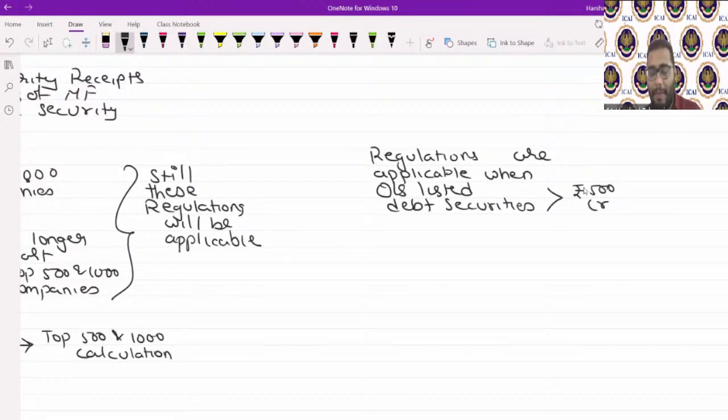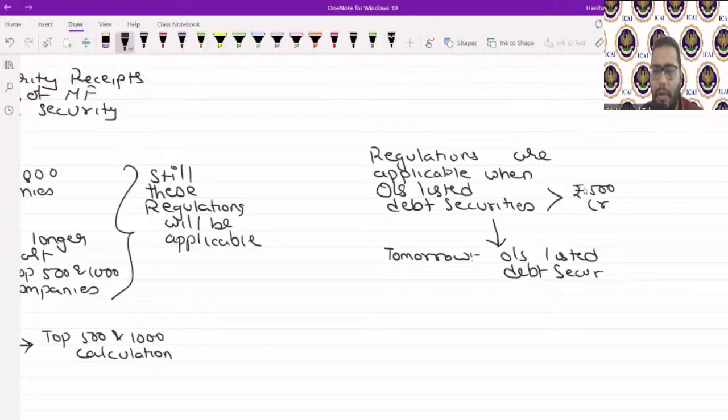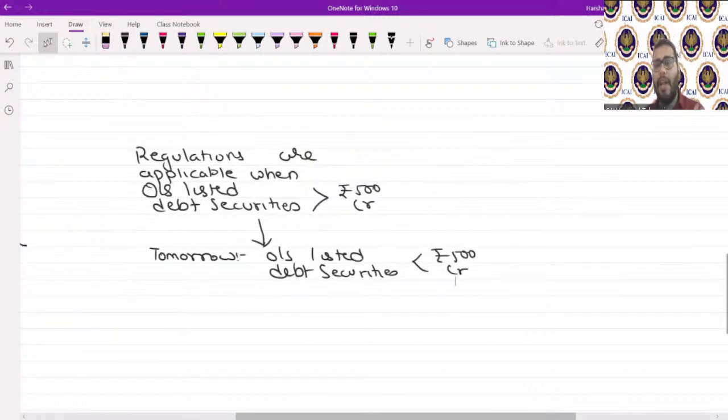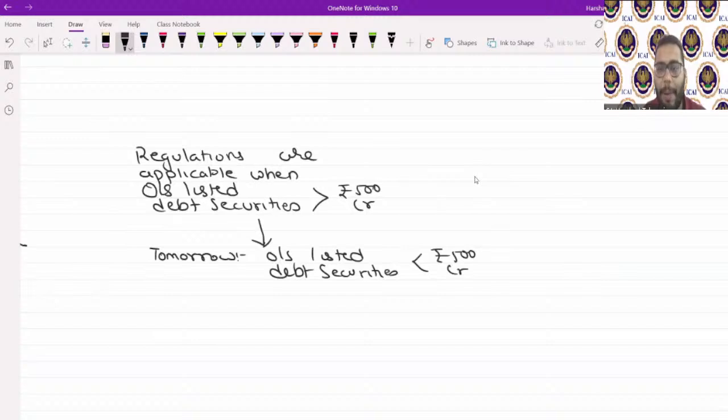these regulations are applicable. Now let's say tomorrow your outstanding listed debt securities are less than rupees 500 crores. Now it falls below that 500 crores. So will these regulations still apply? When I say regulations, we are talking about the portion of the corporate governance. Okay, will these regulations still apply? Answer is yes.